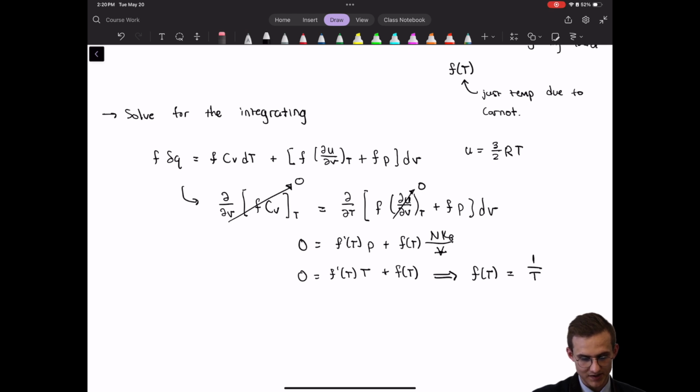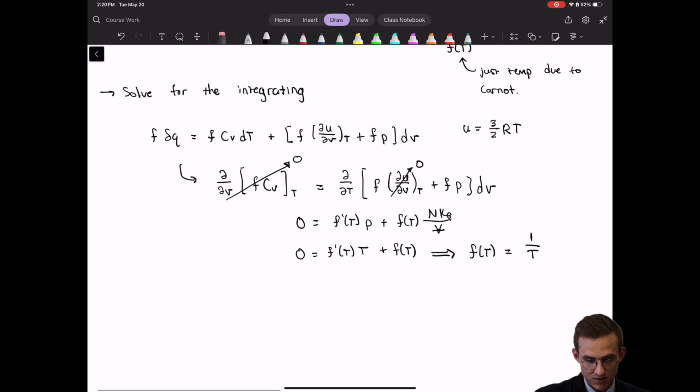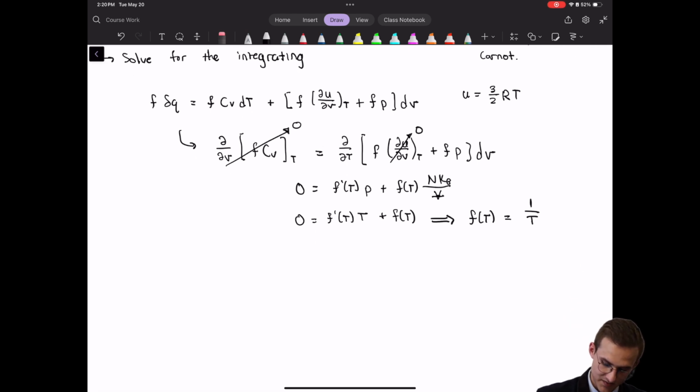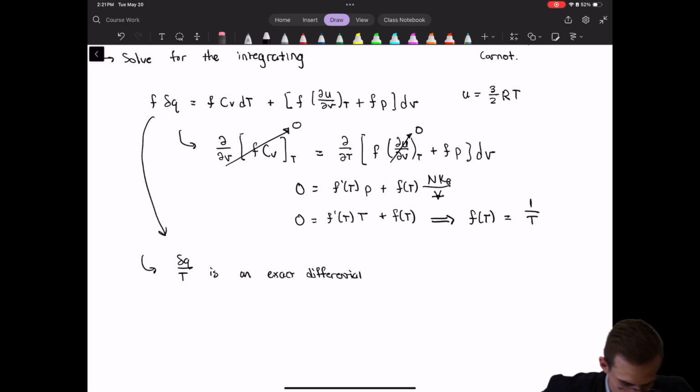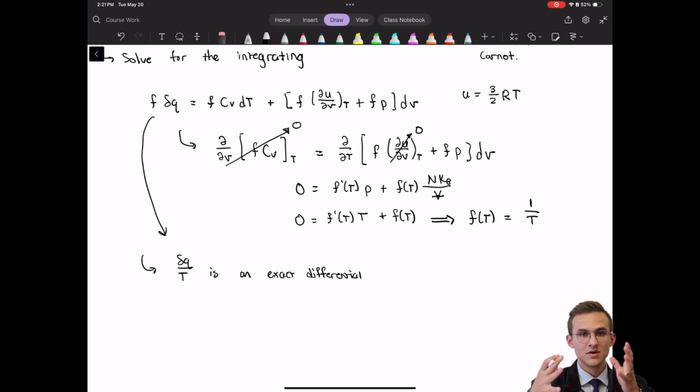Assuming a boundary condition that allows us to put 1 there. That's kind of a free choice. And so what this means is that delta Q over T, so that's F times delta Q. Delta Q over T is itself an exact differential, because it has that equality of mixed partials that will make the integral path independent.